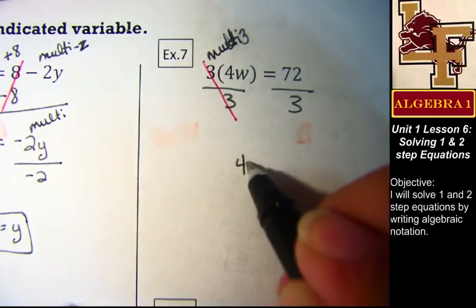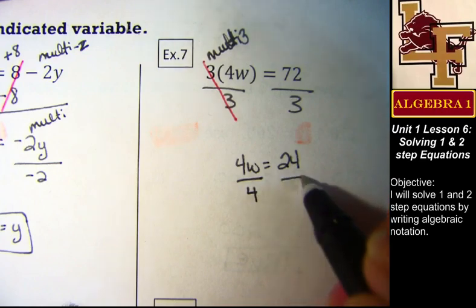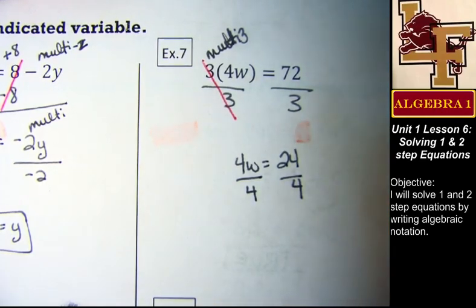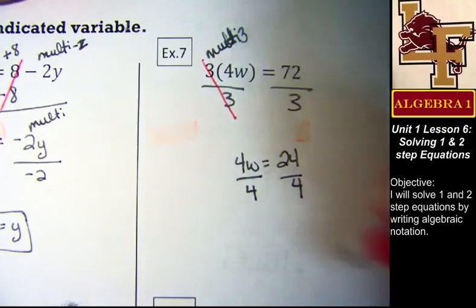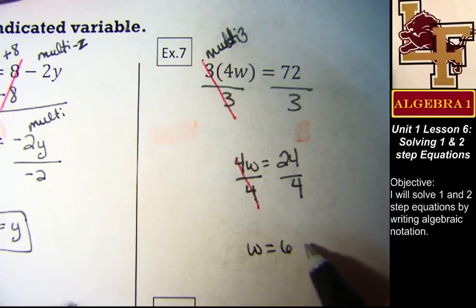It's 24. And then I'm going to divide everything by 4 because 4w means 4 times w. 6, you said? No, it's 24. 24 divided by 4? Yeah. It's 6, right? Oh yeah, 6. Okay.